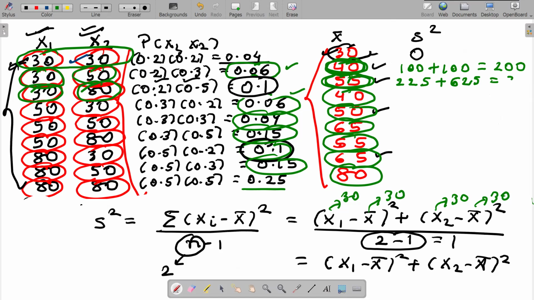Comes out as 850. Comes out as 850. Okay, let me verify if you're correct again.